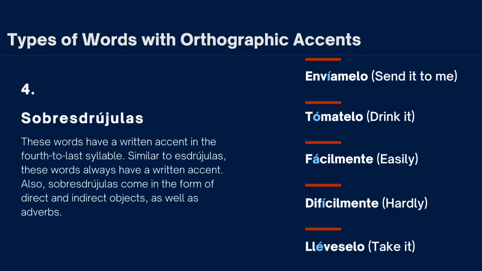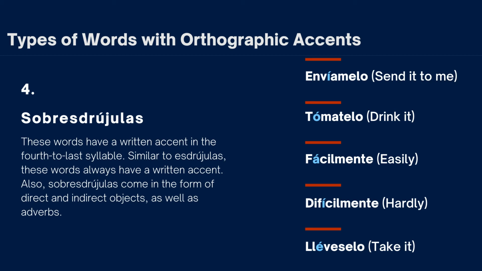And the last type of words with orthographic accent is sobreesdrújulas. Now, these words have a written accent in the first to last syllable. Similar to esdrújulas, these words always have a written accent, okay? Also, sobreesdrújulas come in the form of direct and indirect objects, as well as adverbs, okay? These are some examples. Envíamelo, send it to me.